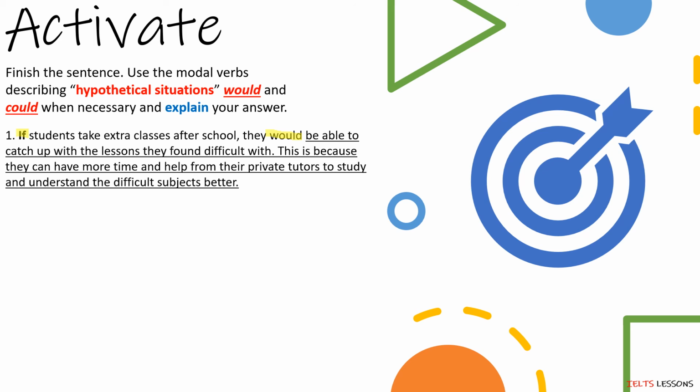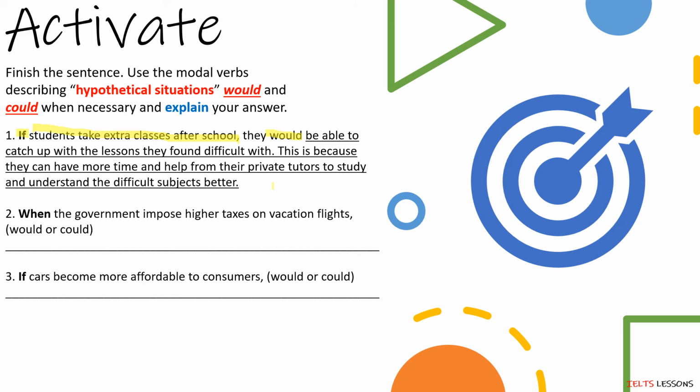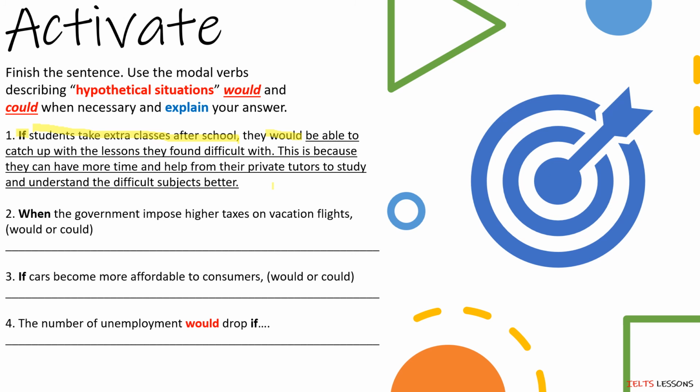Okay, so also please be careful with punctuation. After subject, verb, and object in this clause, we put a comma. And then after that, we use the same pattern: subject, verb, and object sentence pattern. And then we explain a little bit our answer. Okay, so I want you to do the next exercises, exercise number 2, exercise number 3, and exercise number 4.